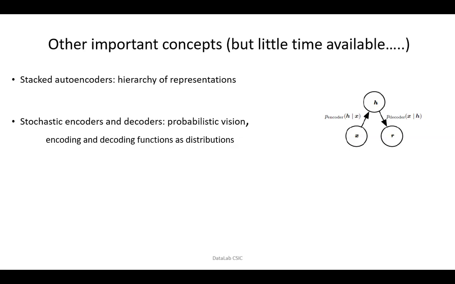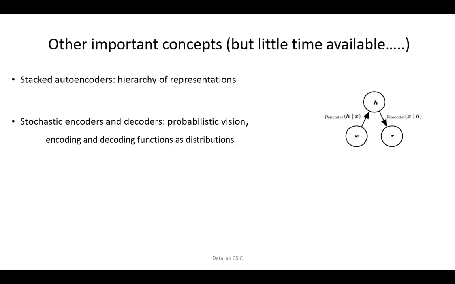So we put a pile of these, and basically with the first encoder, you hope to get some features. If you put more, you get more abstract features. So that's what we've seen. If you remember, we saw this with transformers. And the other thing which is key important is the stochastic encoder.